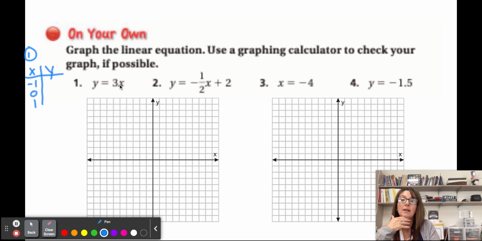So if I put in -1, times 3 is -3. 0 times 3 is 0, and 1 times 3 is 3. I could then graph these as ordered pairs. -1, -3 would be about right here. 0, 0, oops, and 1, 3 would be here.